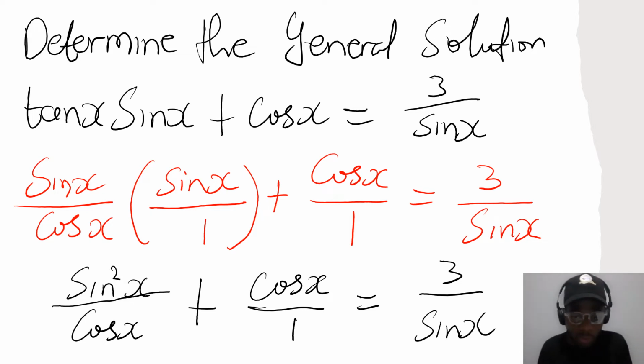The next thing that we have to do is to find our LCD, lowest common denominator. So what is our LCD? Our LCD in this equation is cos x multiplied by sine x. What do you do with your LCD? You take your LCD and multiply every term in this equation. We have 3 terms, so we'll multiply each of these 3 terms by our LCD. I hope you understand.